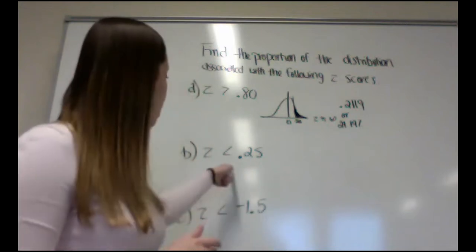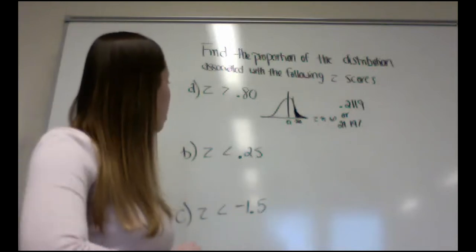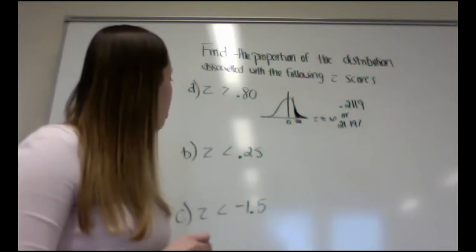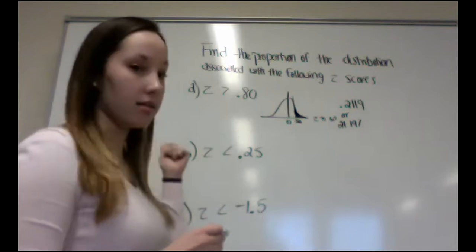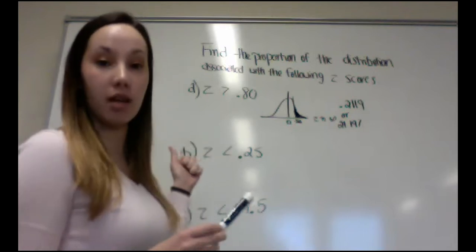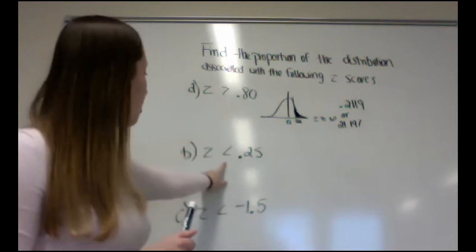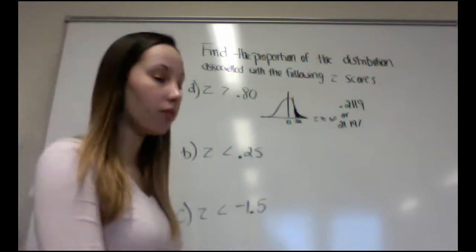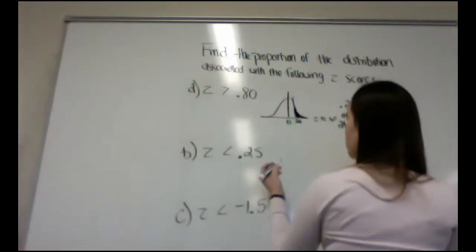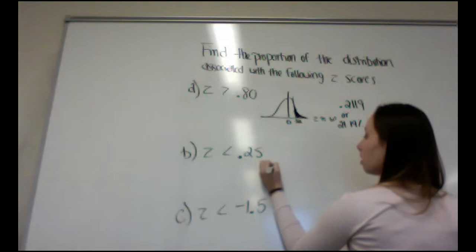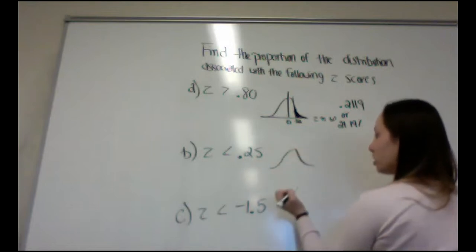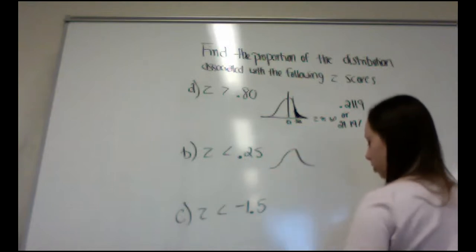Next one asks us to find what is the z-score that is associated with 0.25 or less. So we're looking for the left side of the distribution because we have the less than sign. So we're looking for the z-score that is associated with less than 0.25. Let me redraw that, it's not very pretty.